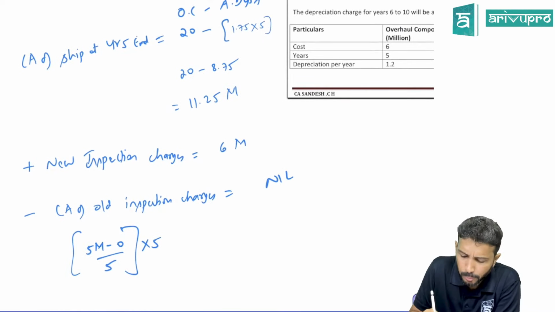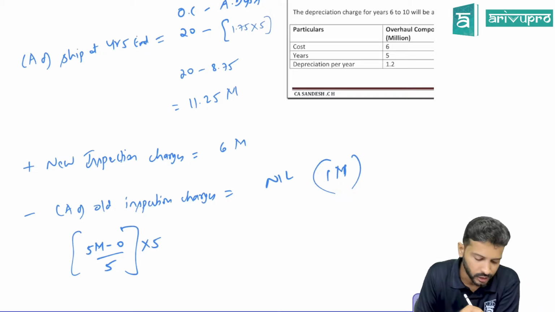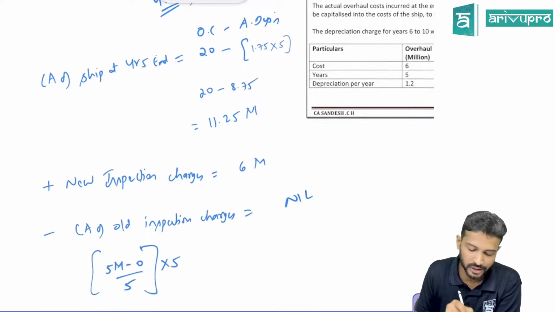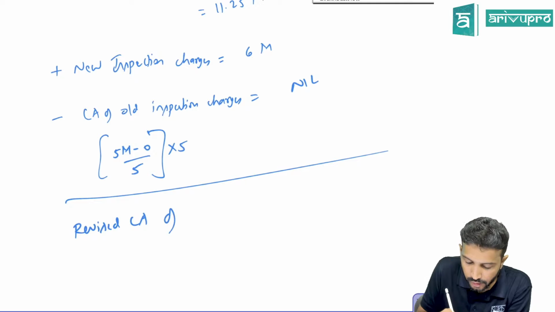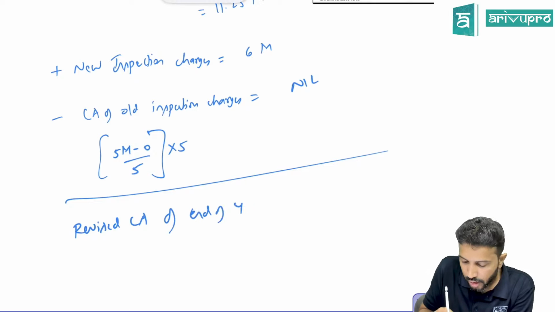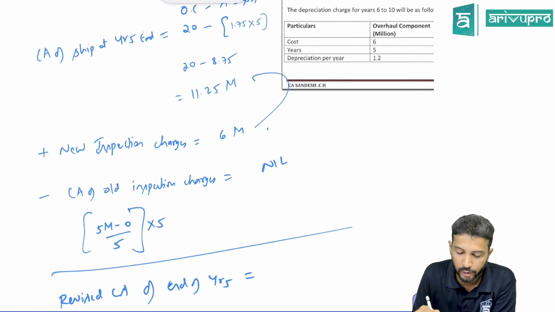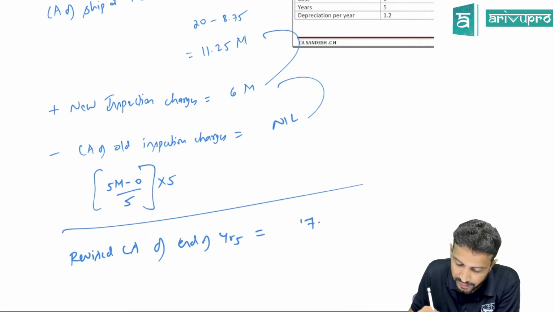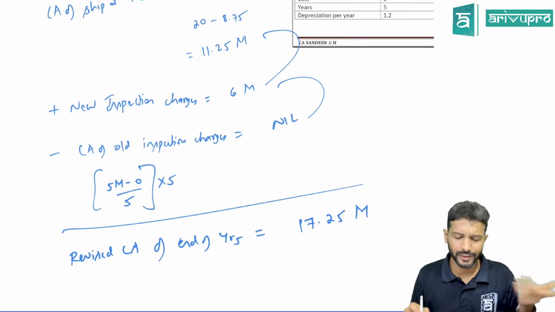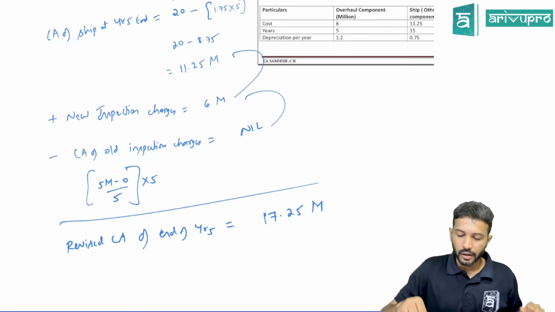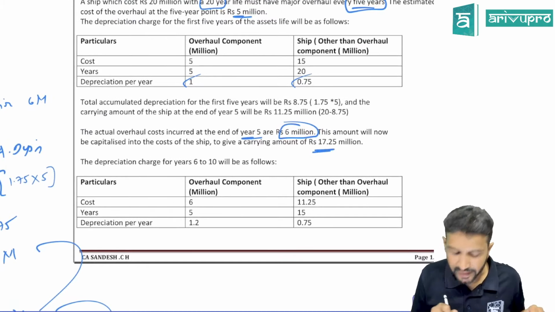Hence, should you have to do anything? No. If this was, suppose, 1 million by chance, then you would have reduced it. But in this case, it is fully depreciated. Hence, old inspection charges remaining is 0. That means what will be your revised carrying amount of the ship at the end of year 5, or at the beginning of year 6? Existing carrying amount is 11.25. To this, you add 6 million and you reduce 0. How much will it become? 17.25 million will be the carrying amount of the ship. Then go on continuing the same activity. That's it. Any doubt? That is what they've given over here as an example. The revised carrying amount will become 17.25 million.